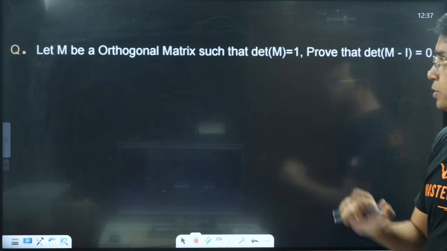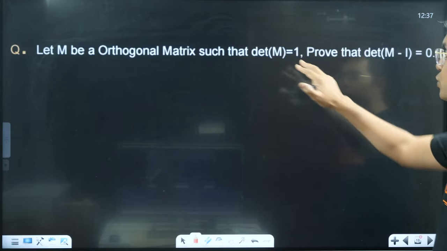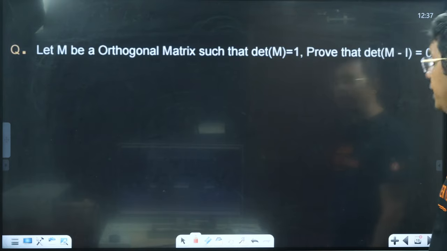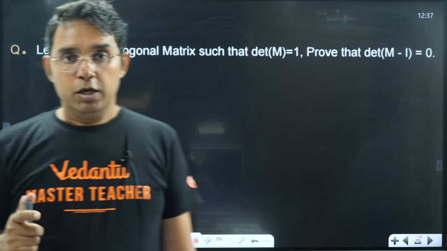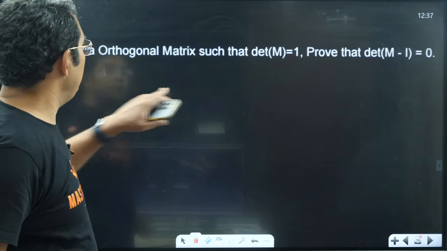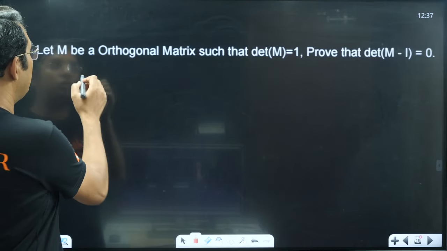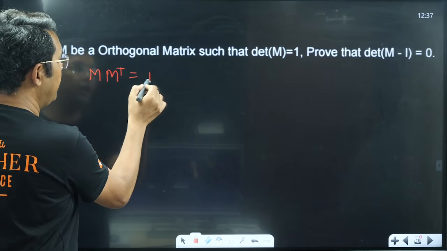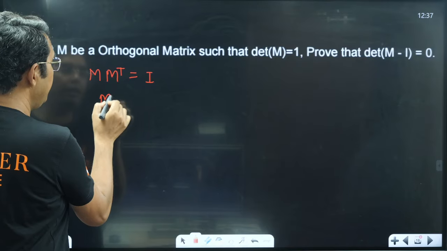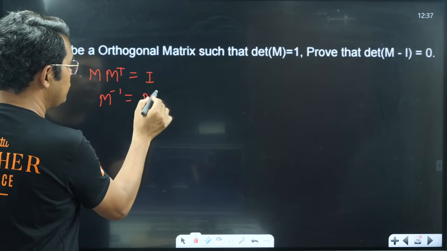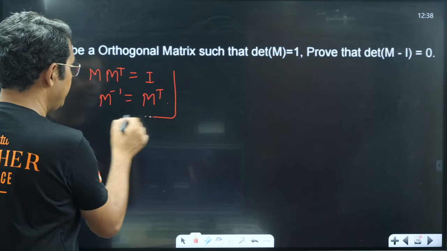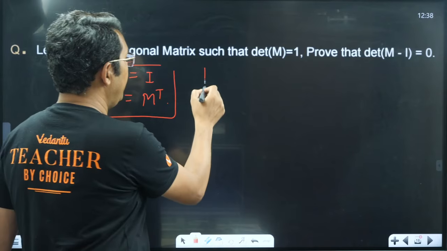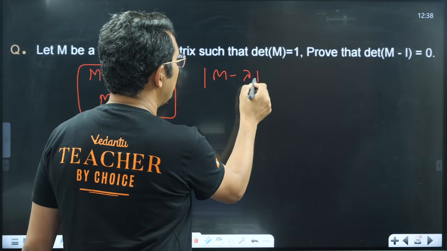Now one more question, bacho. M is an orthogonal matrix whose determinant is equal to 1. We have to prove determinant of M minus I equal to 0. So please understand this thing. First of all, when we say orthogonal, orthogonal means M into M transpose is equal to I. So the M inverse is equal to M transpose. That is one thing.